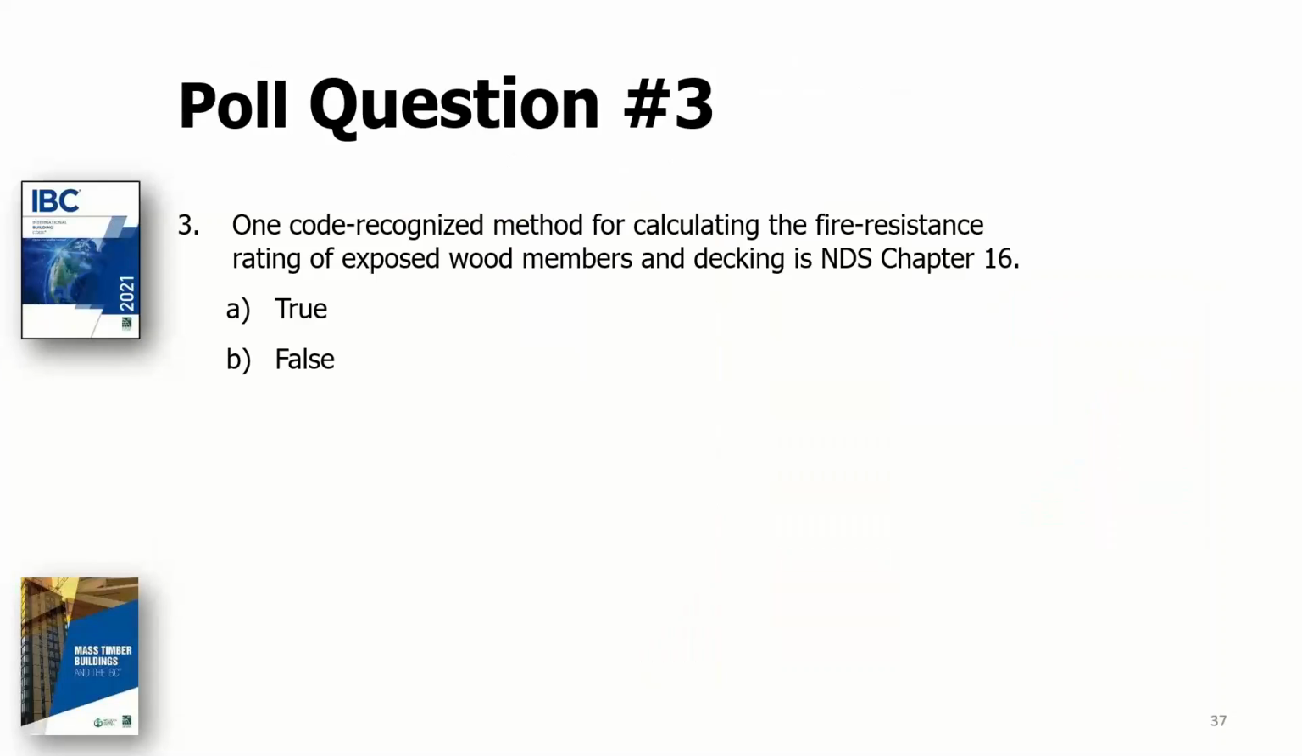All right, so we have another poll question. Marcy, you want to ask this one? Absolutely, indeed we do. So one code recognized method for calculating the fire resistance rating of exposed wood members and decking is NDS Chapter 16. True or false? Wow. Hopefully this wasn't too easy for people.